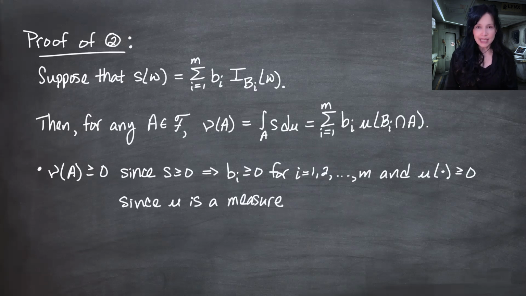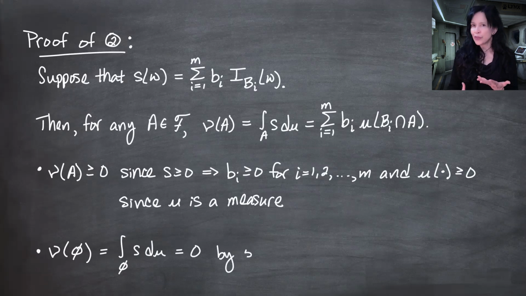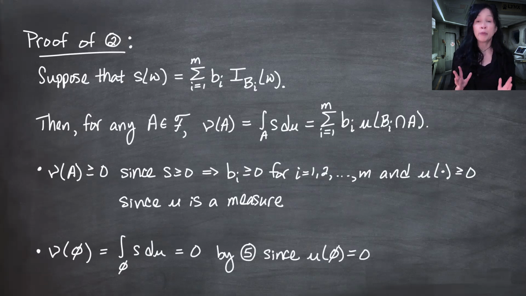Nu of the empty set, this is defined to be the integral of S with respect to mu over the empty set. And we had this in our list today. I mean, this again probably falls into the obvious territory, but it was property 5 in our list today that said that if you're integrating over a set with measure 0, you do in fact get 0. So nu of the empty set is 0. So it remains for us to show countable additivity for this set function nu.